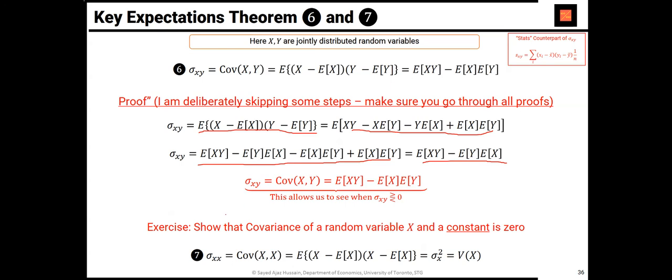And as an exercise, especially for MFEs, you should show that if x is a random variable, but y happens to be a constant, the covariance between a random variable and a constant is mathematically equal to zero. And just as a side note, the covariance of x and y is up here. What about the covariance of x with itself? Wherever you see a y, replace it with an x, and voila, you get the variance. So the variance of x is the covariance of x with itself.